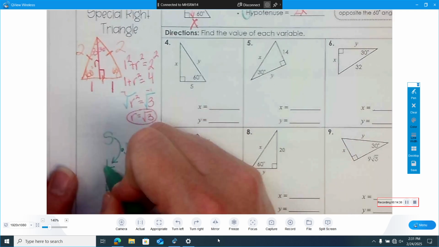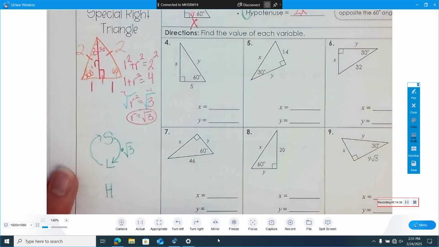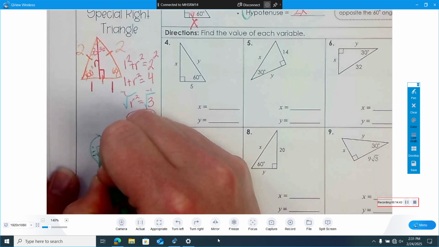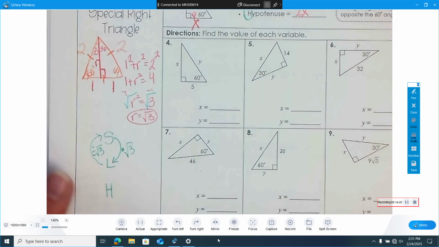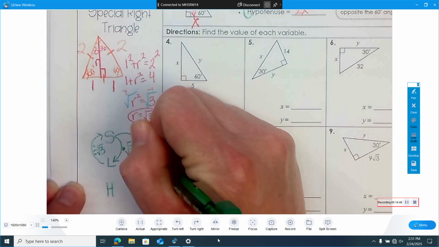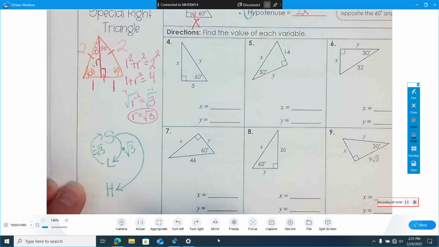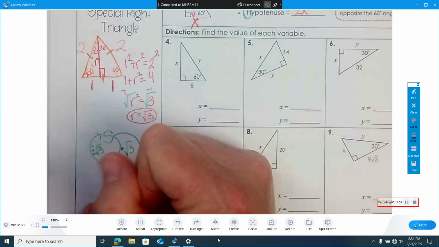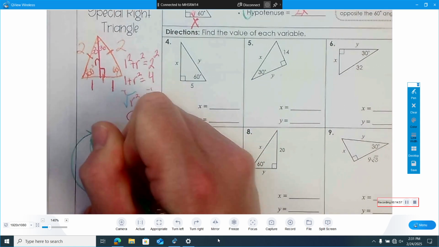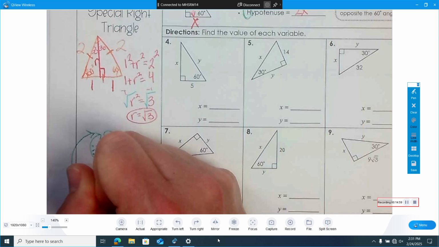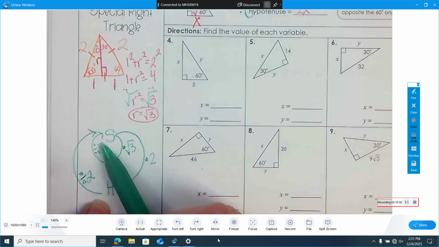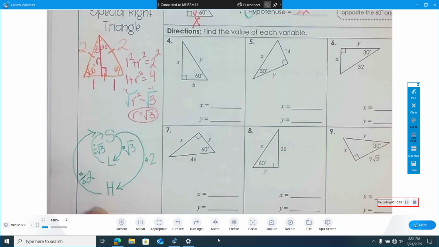If I'm at the longer leg, how do I get back to the short leg? Divide by radical 3, yeah. All right. If I have the short leg and I want to go to the hypotenuse, times by 2. If I'm at the hypotenuse, how do I get back to the short leg? Divide by 2. All right? So we're just going to follow this little graph. We always have to go back to the short leg when we do a 30, 60, 90.